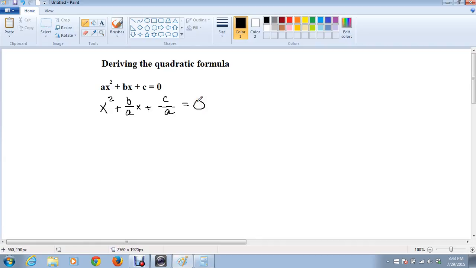Now we want to leave our x squared and our x terms on the left side and leave a blank, and move the c over a to the right side of the equation. So x squared plus b over a times x plus blank equals negative c over a plus blank. The number that we put in the blank when we're completing the square is half the x coefficient, and then square it. So half of b over a is b over 2a. And then when we square it, we will get b squared over 4a squared. So we add that to both sides.